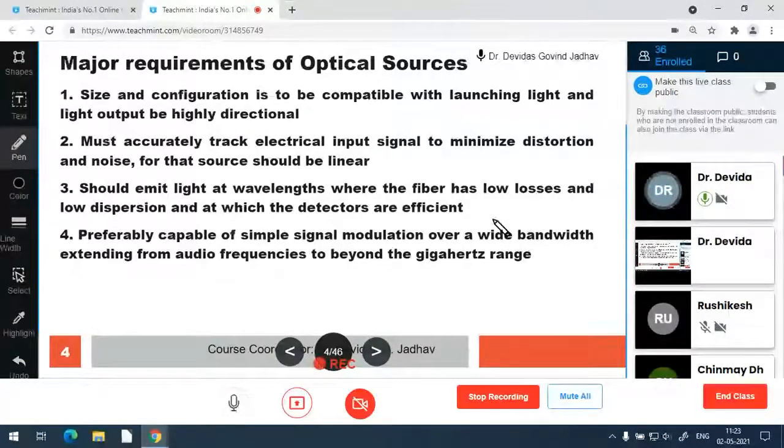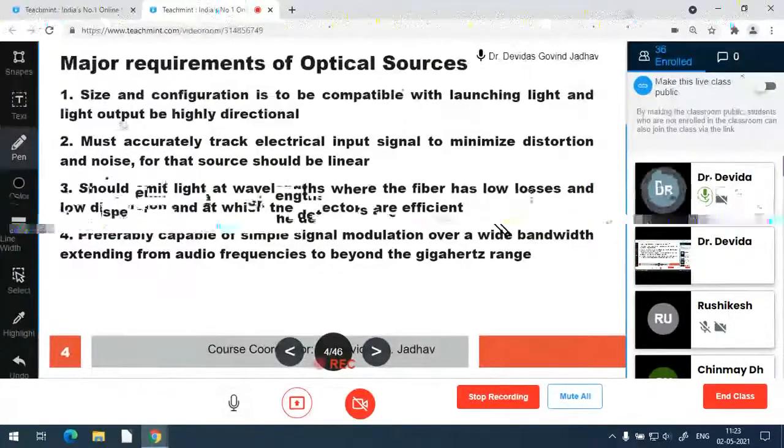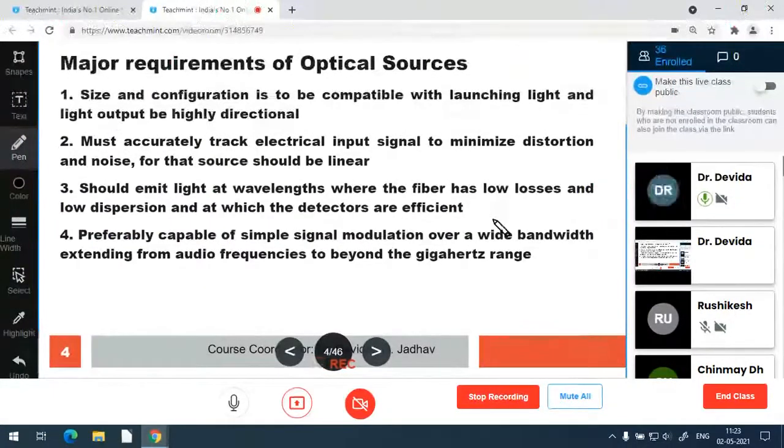For that, the source should be linear, and the source should be at a wavelength where the fiber has low losses and low dispersion, isn't it? At the wavelength of the optical communication window. That way the detectors are also efficient, so detectors are also tuned for that. Preferably the source is capable of simple signal modulation over a wide bandwidth extending from audio frequency to the gigahertz frequency.